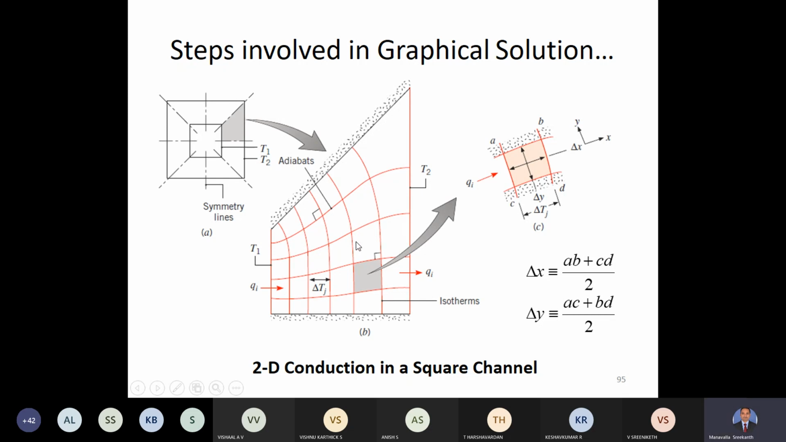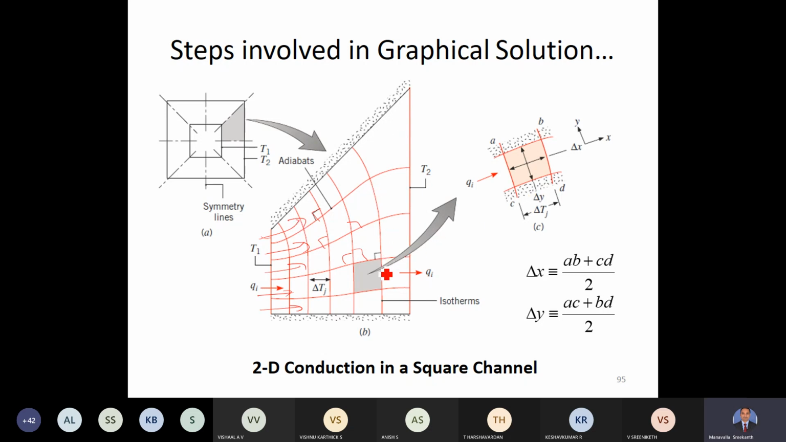Once we construct this diagram, you see here the heat flow lanes, and these are the isothermals. You have to draw in such a way that you maintain this right angle. It takes some effort. In fact, it takes a lot of effort, and you will not be successful doing it in the first attempt itself. Once you complete this kind of flux plot, you will end up with a network of squares.